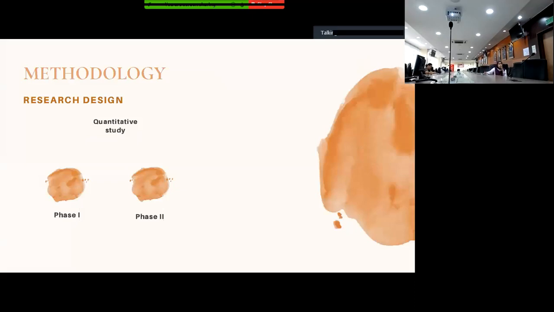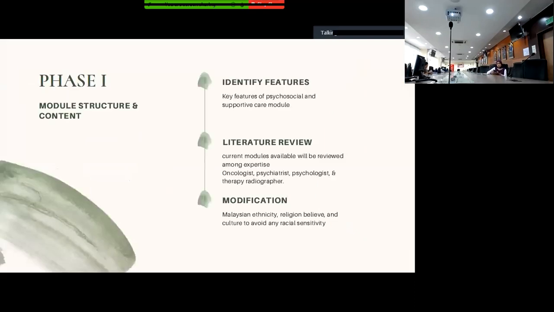So the methodology for this is a quantitative study. There are two phases, phase 1 and phase 2. Phase 1 is the module structure and content. At the beginning of the first phase, we will identify the features for the module, and then go for literature review. At this stage, we will discuss among experts such as oncologists, psychiatrists, psychologists, and therapy radiographers. Then the modification will be done to comply with Malaysian ethnicity, religious belief, and culture, to avoid any racial sensitivity.